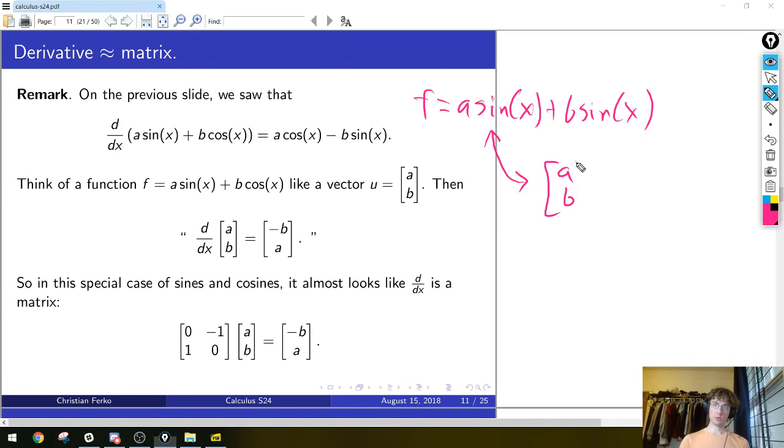Did you intend to write cosine instead of sine there? Thank you, thank you. Yes, interrupt me more. I like this.